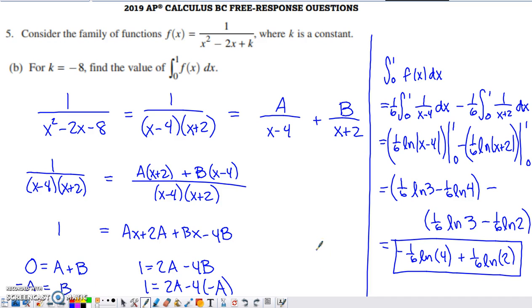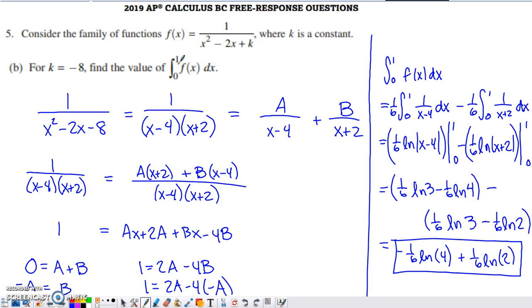Part B says, all right, new value of k, -8 now. Find the value of the definite integral from 0 to 1 for this new version of f of x. So what I thought right away was, I need to be concerned about f of x being undefined at 0, at 1, or at somewhere in between. So I factored my denominator right away and just tried to figure out when my denominator was going to equal 0. And it equals 0 at 4, and it equals 0 at -2. None of those values are at or between these limits, so we're not dealing with an improper integral situation here.